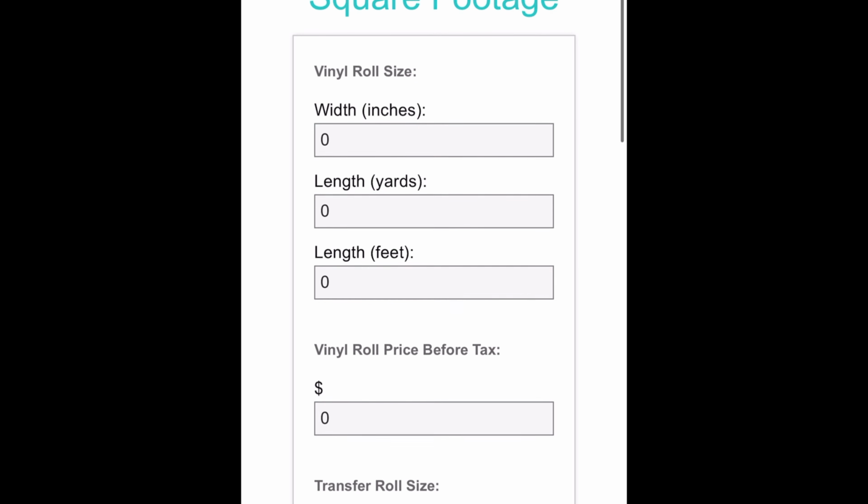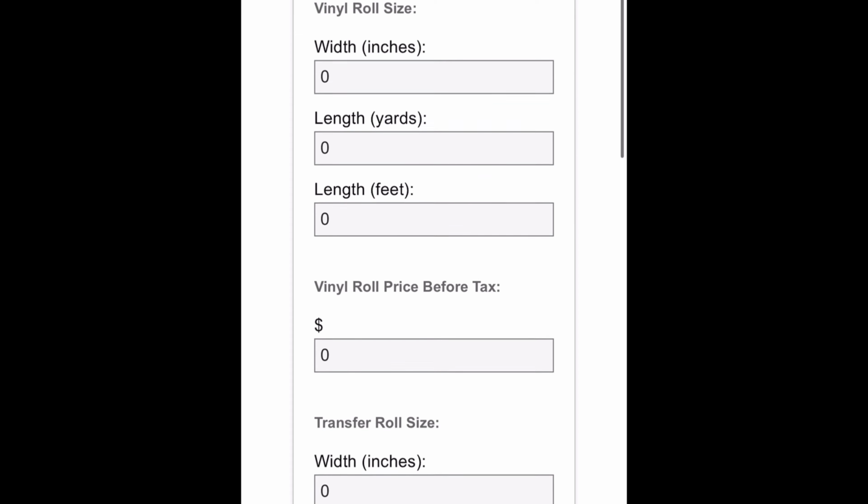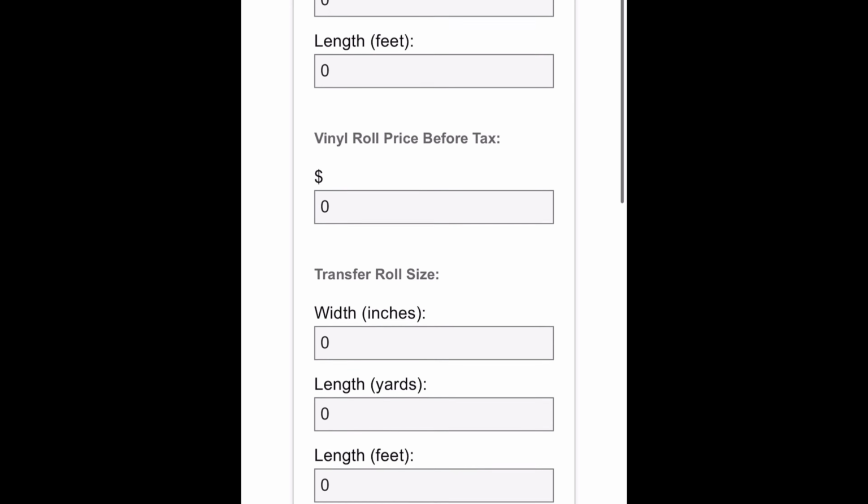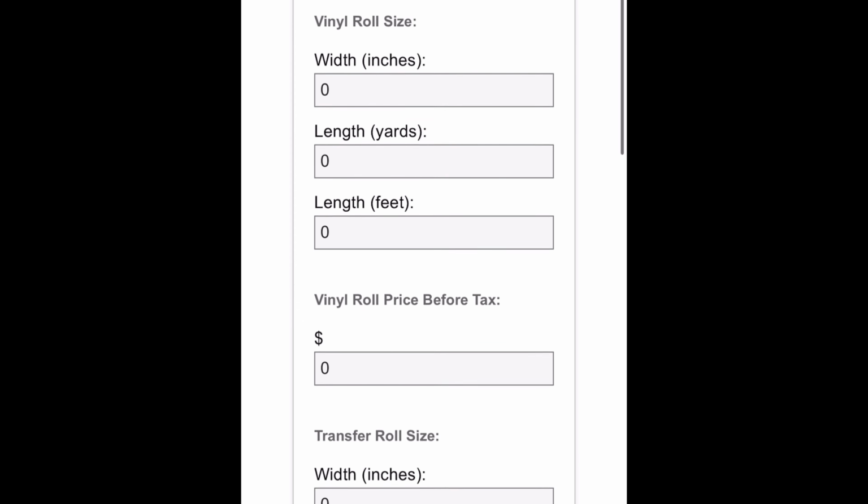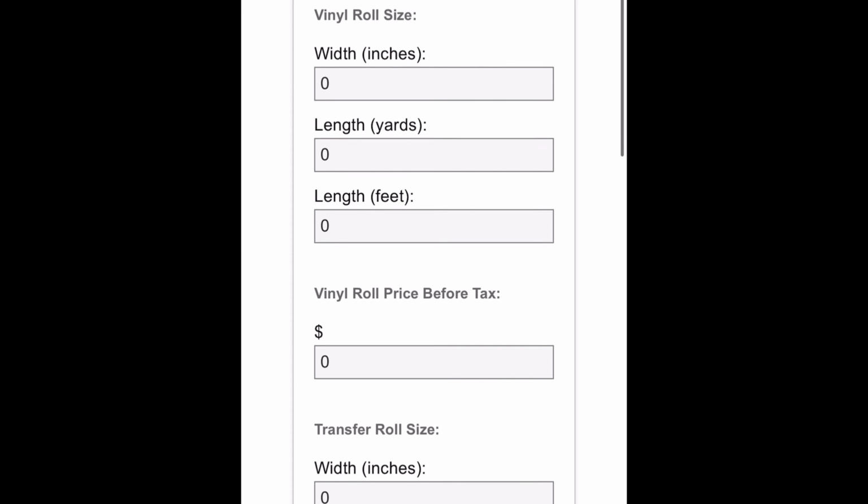So if you don't know how much you are paying for every square foot of vinyl, including transfer, tax, and shipping, this calculator is so easy to use.